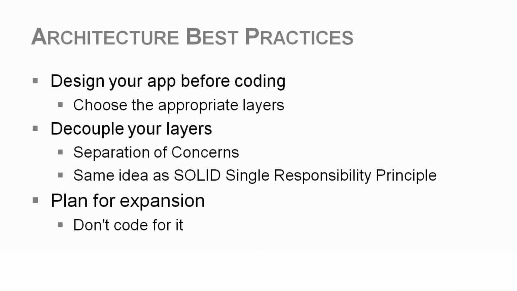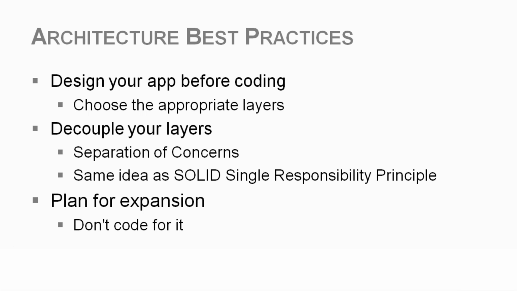And the number of layers will depend upon the complexity of the application and to some extent the technology you're using as well. Once you've done that, it's also important to decouple your layers so that one layer doesn't necessarily know a lot about another layer, and more importantly, that they don't overlap in their responsibilities. So if you have a view layer, it's responsible for presenting information to the user and managing the screens. None of the other layers should be responsible for that.